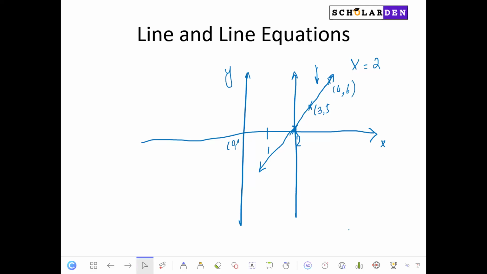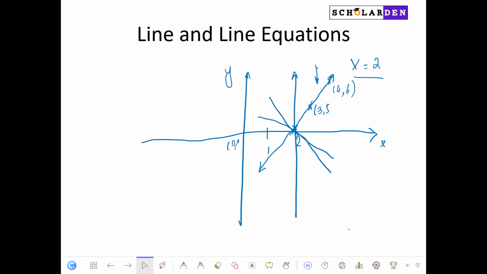What this also tells us is that there could be another line that passes through this point. There could be an infinite number of lines that pass through a single point, but they could all be different lines. But there is only one line that is x is equal to 2, which is this straight line. So this is important.